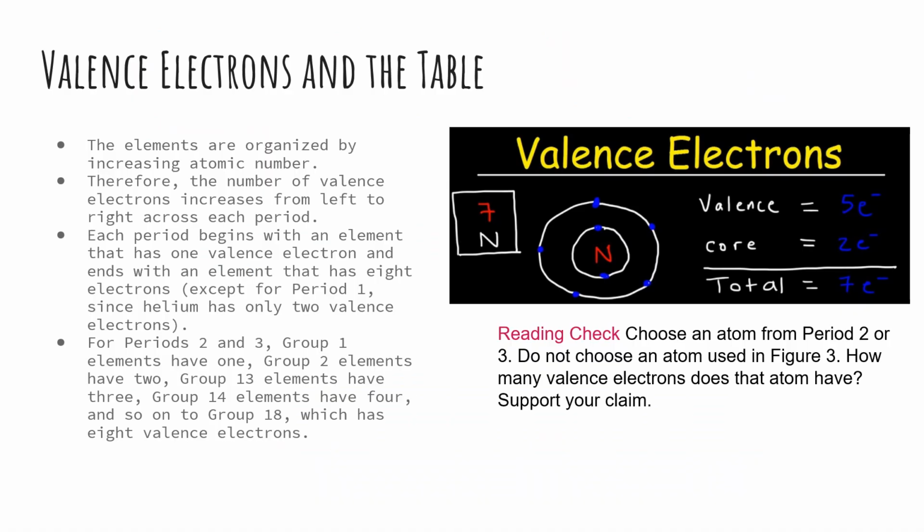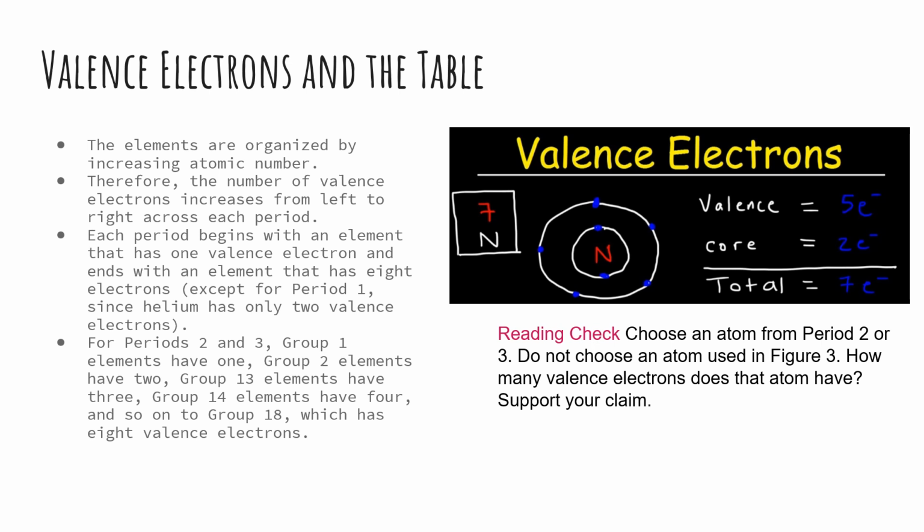Valence electrons in the table. So the elements are organized by increasing atomic number. Therefore, the number of valence electrons increases from left to right across each period. Each period begins with an element that has 1 valence electron and ends with an element that has 8 electrons, except for period 1, since helium has only 2 valence electrons. For periods 2 and 3, group 1 elements have 1, group 2 elements have 2, group 13 elements have 3, group 14 elements have 4, and so on to group 18, which has 8 valence electrons.